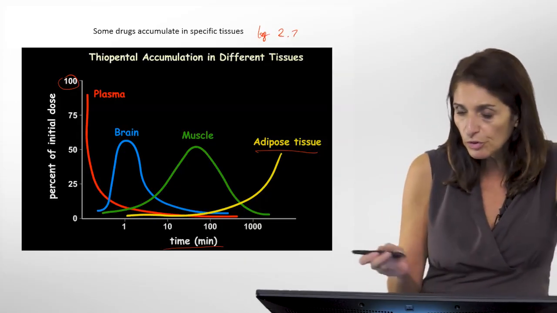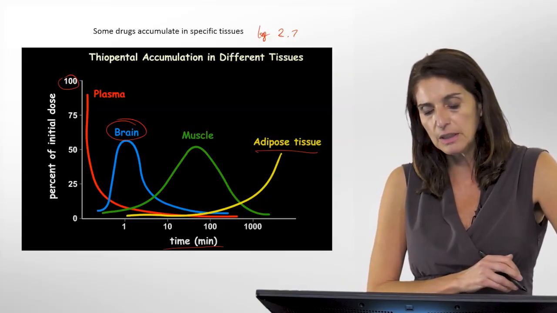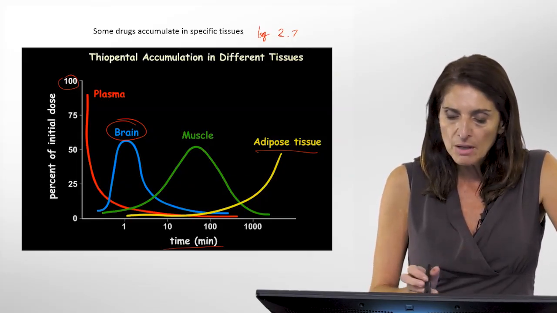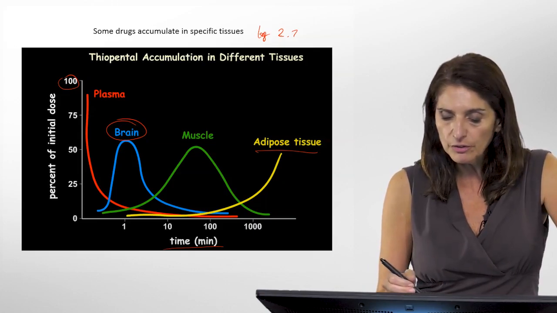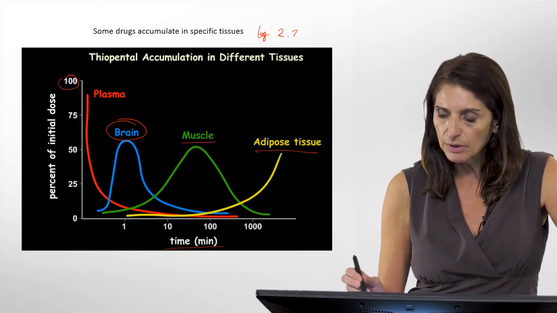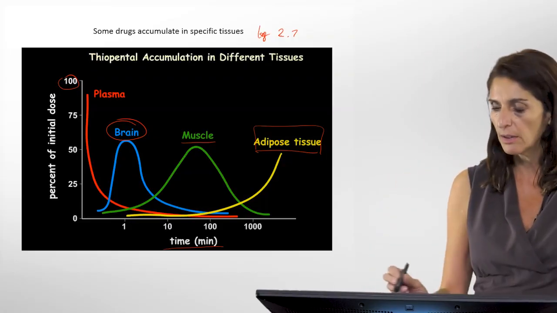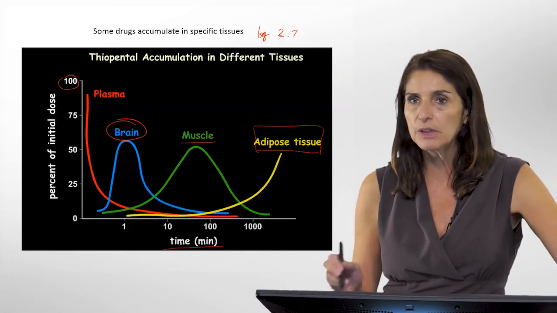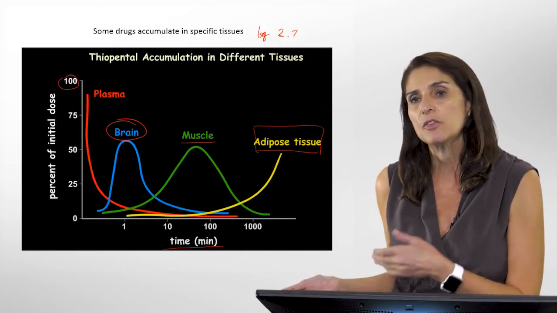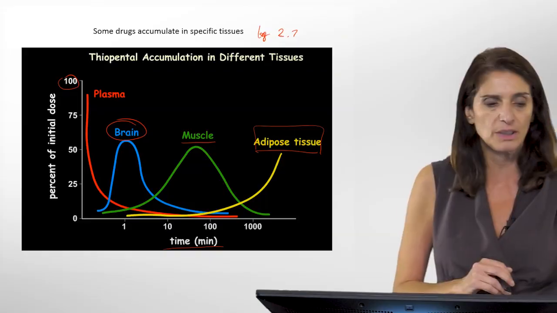right? Which is great because that's our intended tissue, the site of distribution for this drug, which acts on the central nervous system. From the brain, then, the drug is redistributed through the plasma back to muscles, and then eventually finds itself to the fat tissues where it tends to accumulate for a very long time, for several days. From the fat tissues, in turn, thiopental is distributed back to the bloodstream and back to the brain and then excreted.